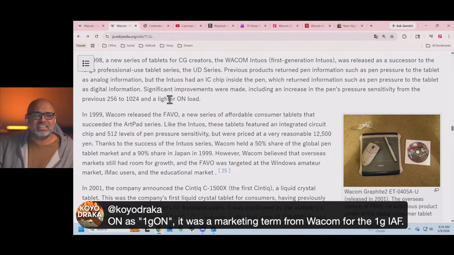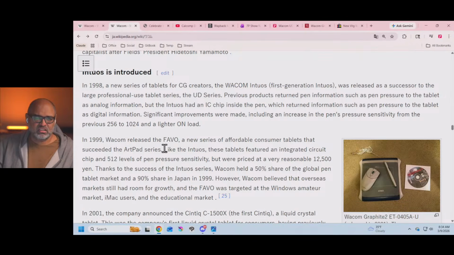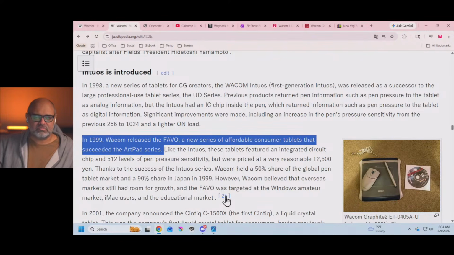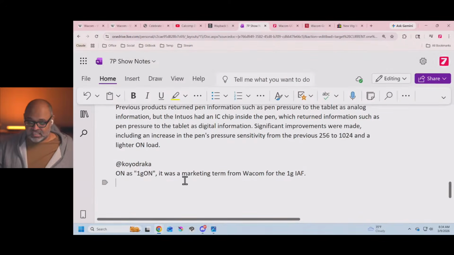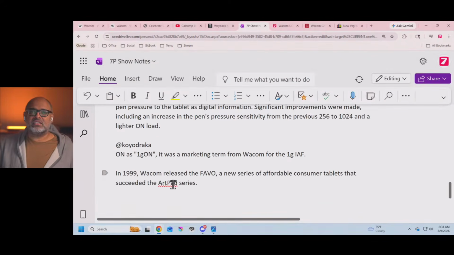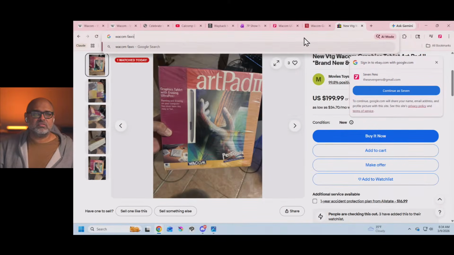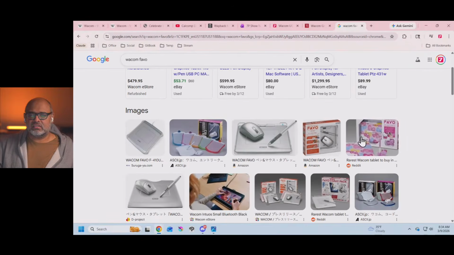Now, 1999, Wacom releases Favo. I have not heard about Favo until just a couple of weeks ago. And I don't even know how I found out that this thing existed. I'd never heard of this thing. Let's just take a look and see it. Wacom Favo.